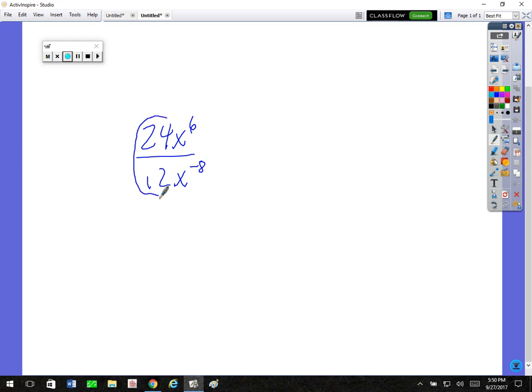Okay, so here I have a coefficient. 24 divided by 12 is 2. Then I have a base of x, but now I have 6 minus, because I'm subtracting, right, a negative 8. So remember, keep, flip, change. Keep, change, change, however you want to call it. So what I have now is 2x to the 6 plus 8, which gives me 2x to the 14th power.